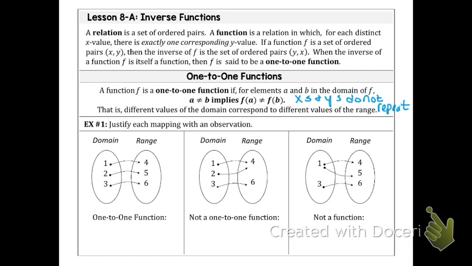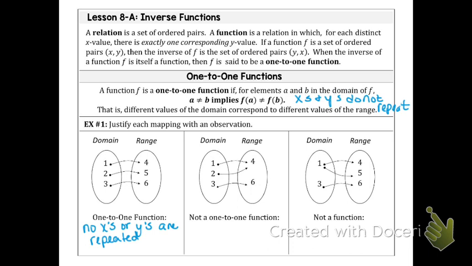All right, example 1 says justify each mapping with an observation. So you can see the first one here. You've got your domain, you've got your range, and it says it's a one-to-one function. And that's because no x's or y's are repeated. If either one of those was repeated, then it would not be a one-to-one function.